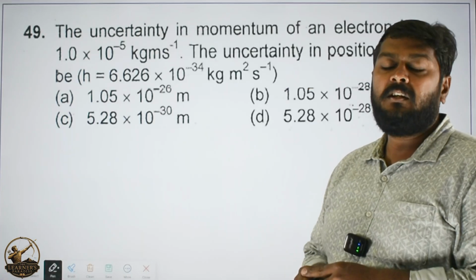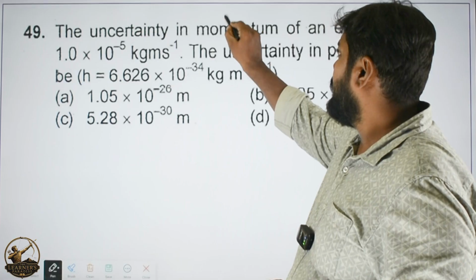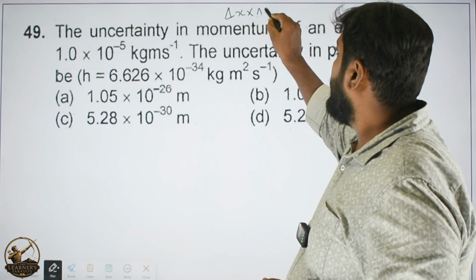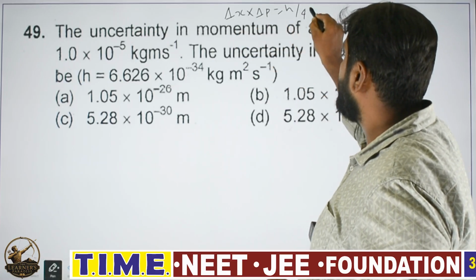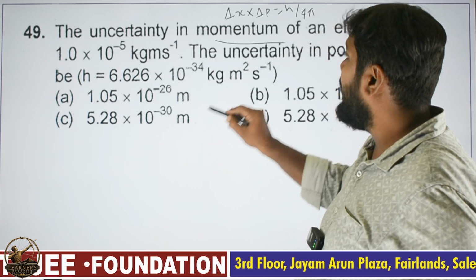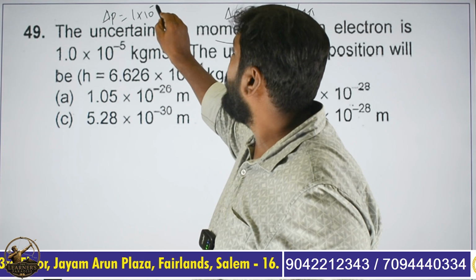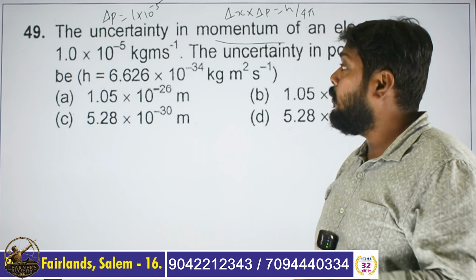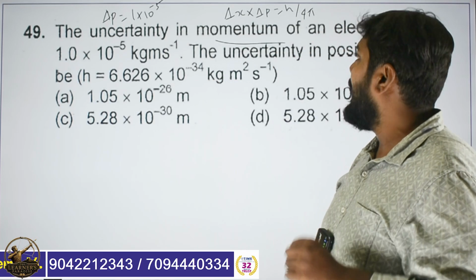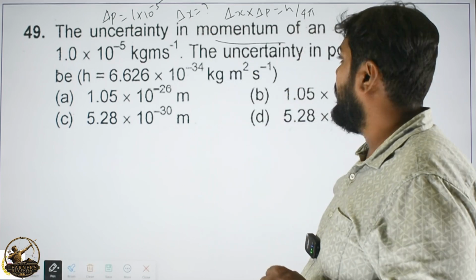So in the question பாருங்க, it is from the concept uncertainty principle. Uncertainty principle நமக்கு தெரியும். What is your formula? Del x into del p is greater than or equal to h by 4 pi. See here, uncertainty in momentum, that is del p நமக்கு என்னன்னு கொடுத்துட்டாங்க. In the question you are given with 1 into 10 to the power minus 5 kilogram meter per second கொடுத்துட்டாங்க. You are asked to calculate what? Del x. அப்ப நம்மள del x என்னன்னு கேக்குறாங்க.